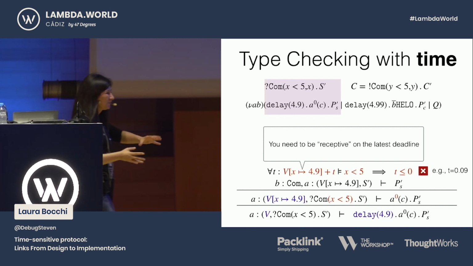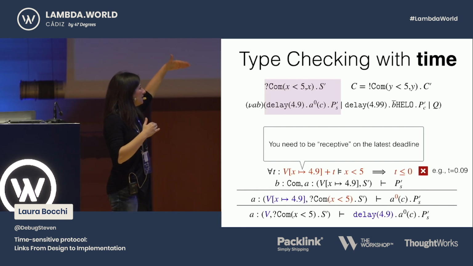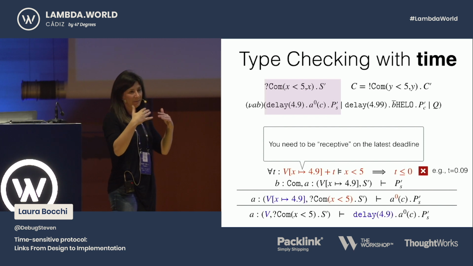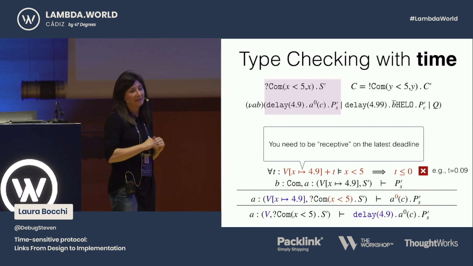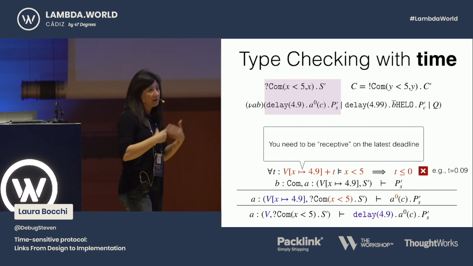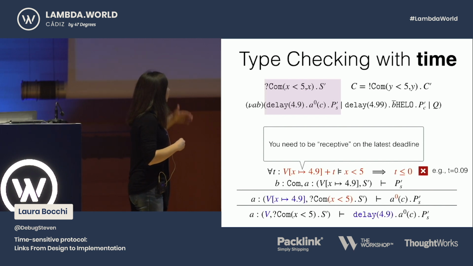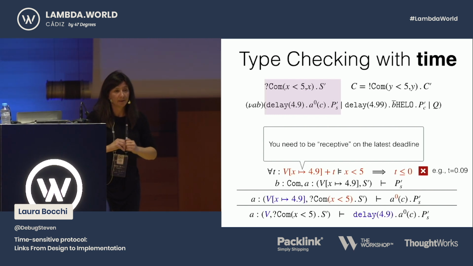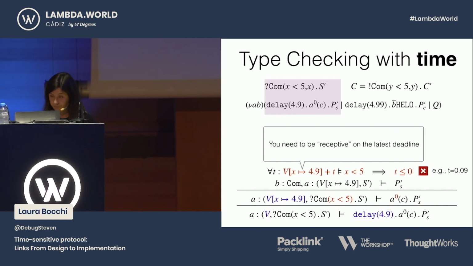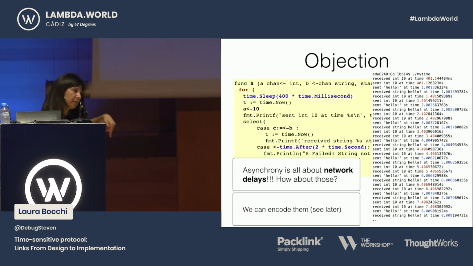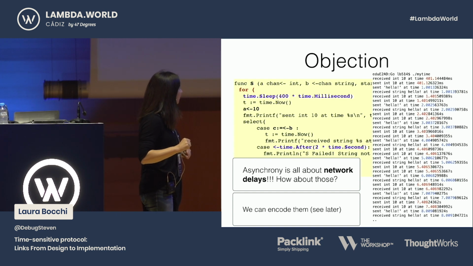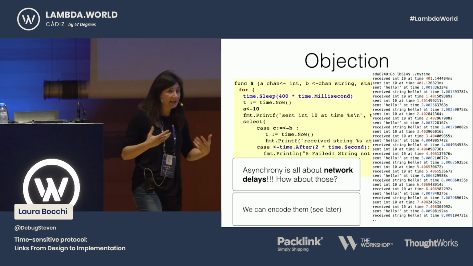So all I wanted to say here is that you have some typing rules that scan the process and compare it with the open sessions that these programs are implementing. There possibly are many sessions in parallel. And we also added a virtual clock to check the correctness of the timing of the interactions. Okay? Now, I go back to this objection about asynchrony and network delays.